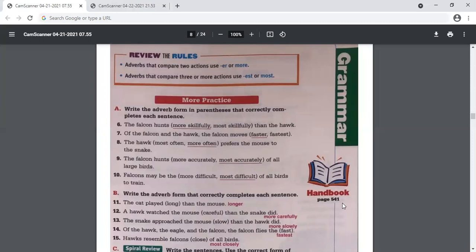Number 11. Here we're going to write the correct adverb form to complete each sentence. The cat played long than the mouse. The correct way to write the sentence would be to add er. The cat played longer than the mouse.